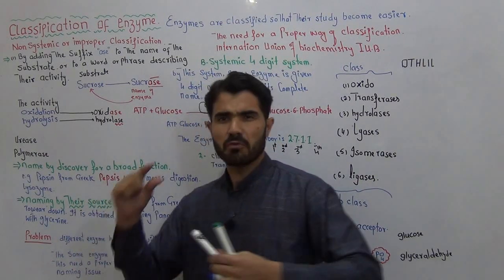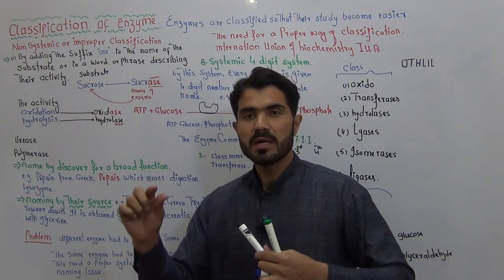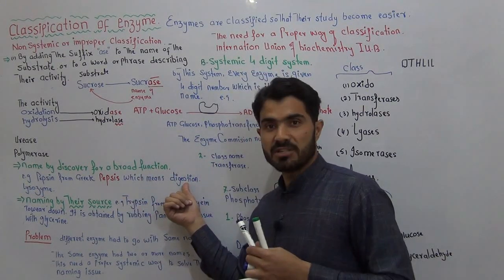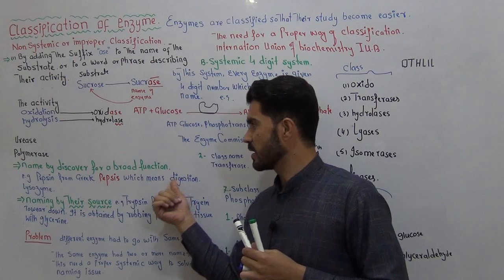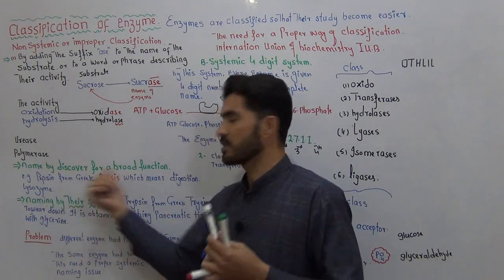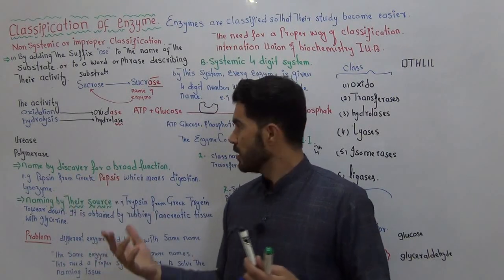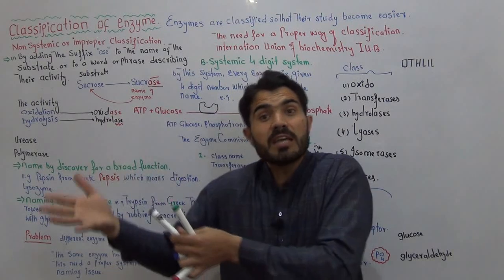This is not a very highly specific name. This name is given because of this digestion process. So you can say that the name of the enzyme is called digestion enzyme. In Greek it is called pepsis. Now we call it pepsin. So this is another way of giving name to the enzyme.